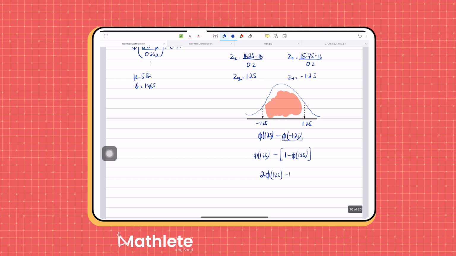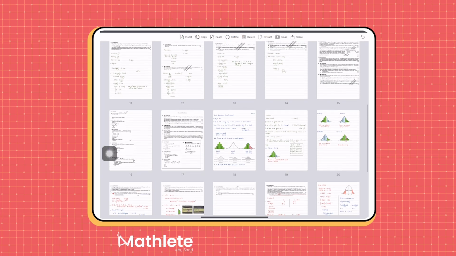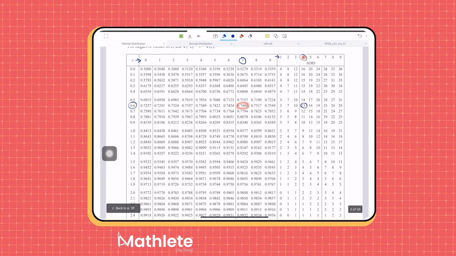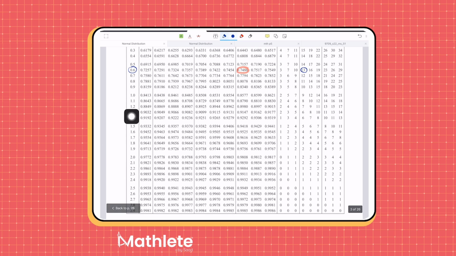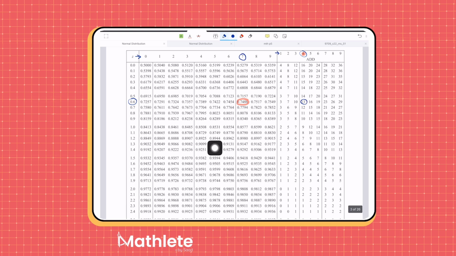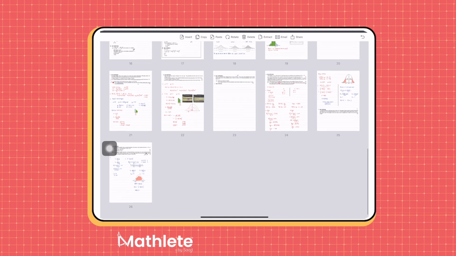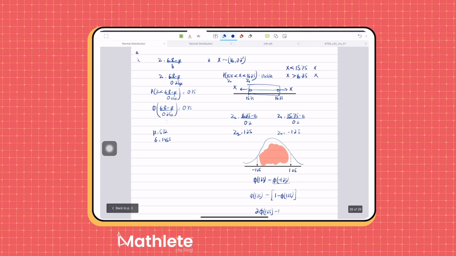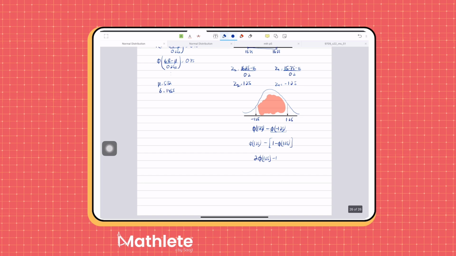So let's work this out. Phi of 1.25, what do we get? 1.2, 1.25 will be 0.8944, multiplied by 2 and then minus 1. So 0.8944 multiplied by 2 minus 1, we get 0.7888, and that's the probability of 1. Since we're talking about 1000, don't forget to multiply it by 1000. So 788 or 789 is the correct answer.